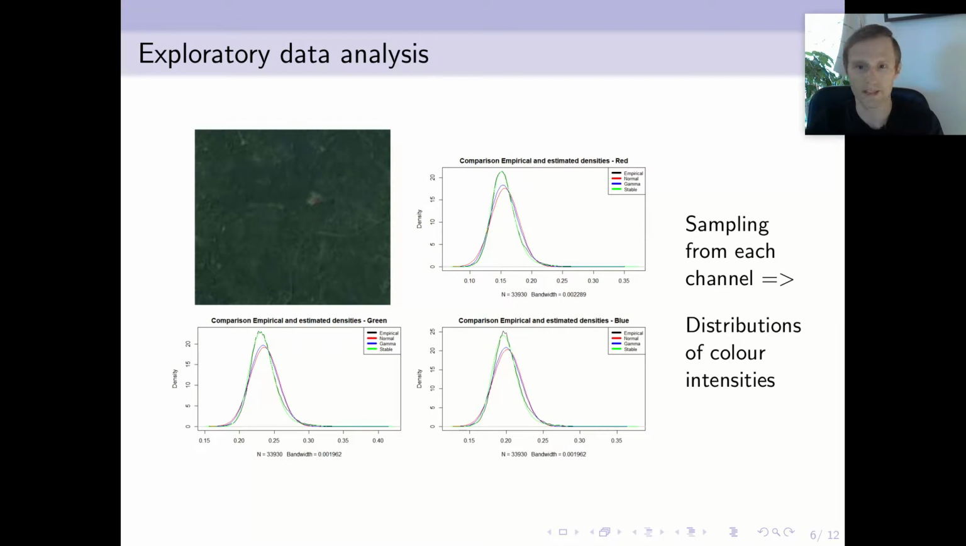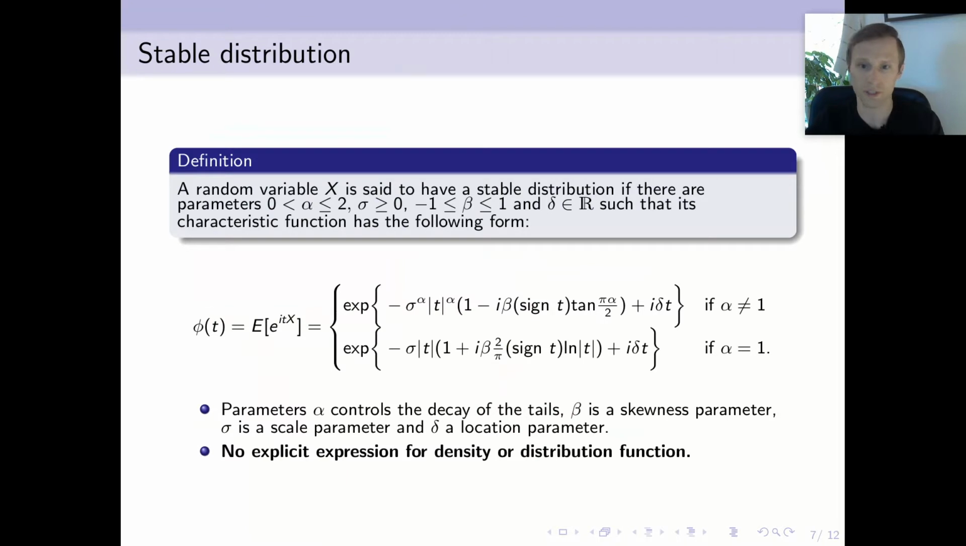We attribute it to the fact that the stable distribution has a lot of flexibility, with its 4 parameters controlling the shape. Let me remind you what this type of distribution is. A stable distribution is one whose corresponding characteristic function has the following form. Alpha controls the decay of the tails. Beta is an analog of skewness. Sigma is a scale parameter, and delta is the location. There is no explicit form for the density function, so we have to work on the characteristic functions instead.